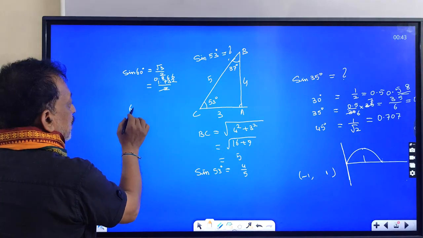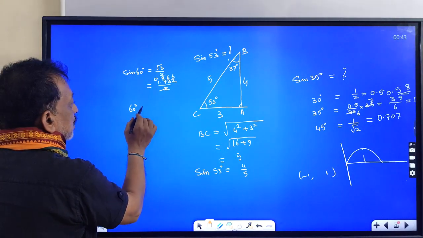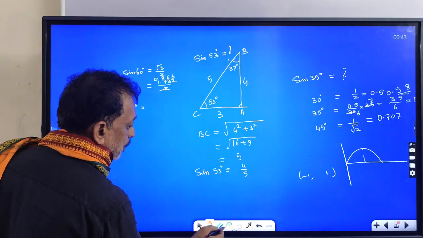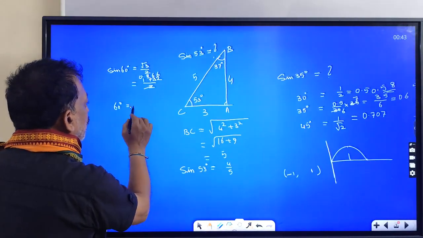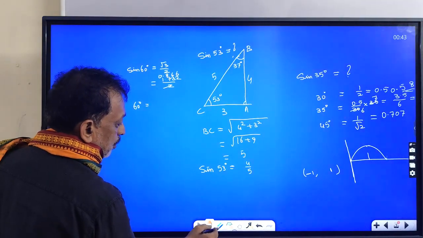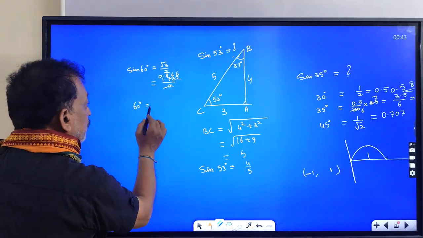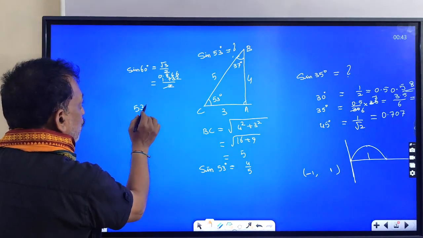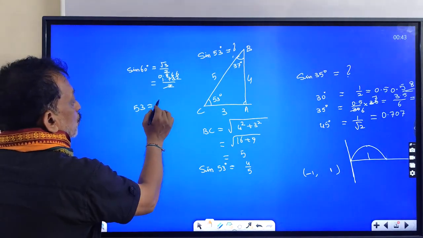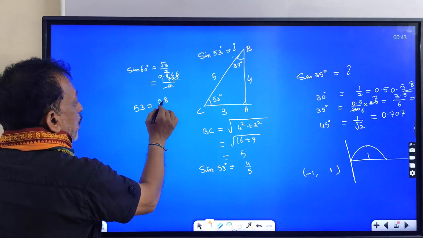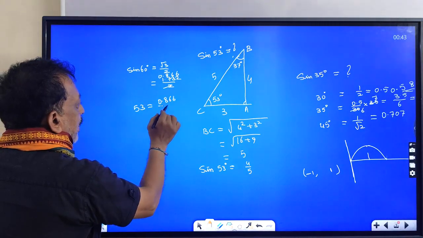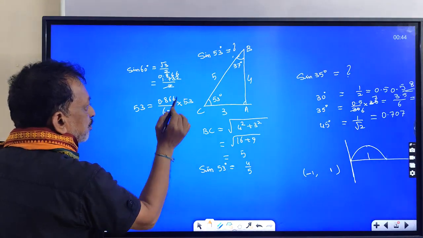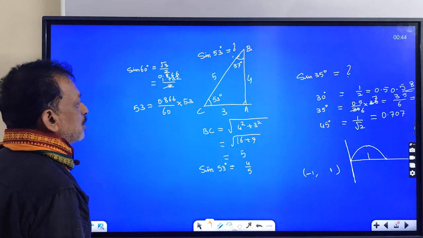So for 60 degrees, I can take it as granted, and directly go to 53. Now 53 degrees you want. So sine 53 is equal to 0.866 divided by 60 into 53. Like this also you can take. Now you have to simplify this one.